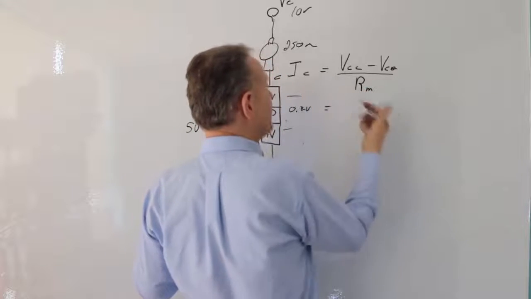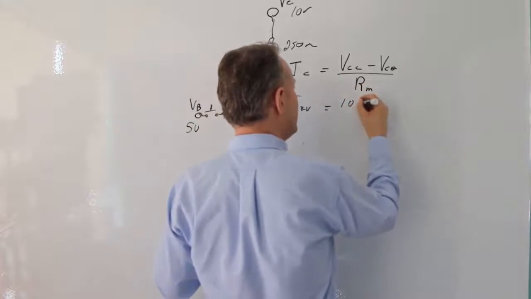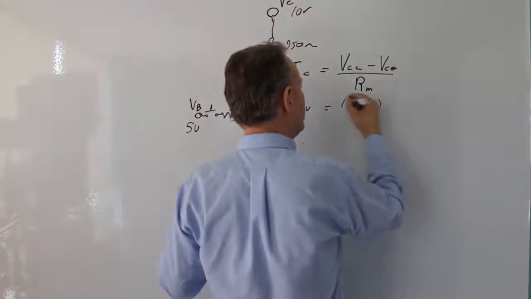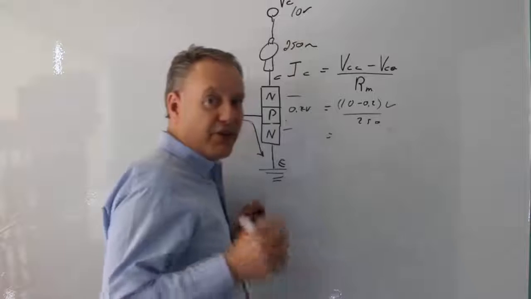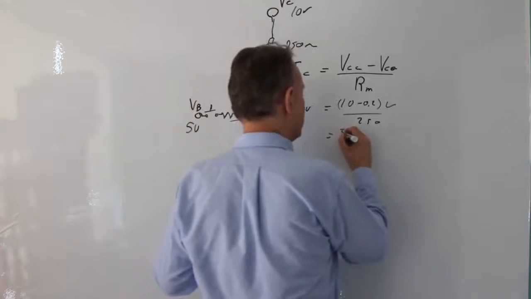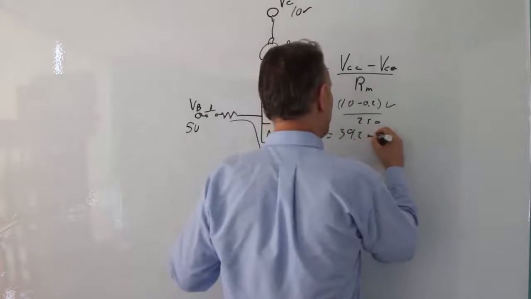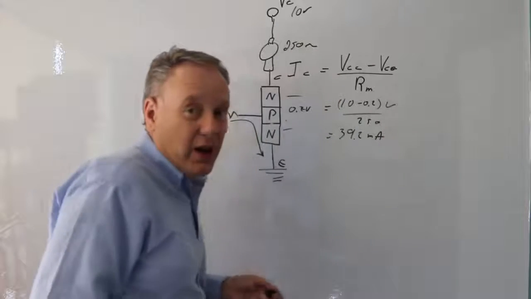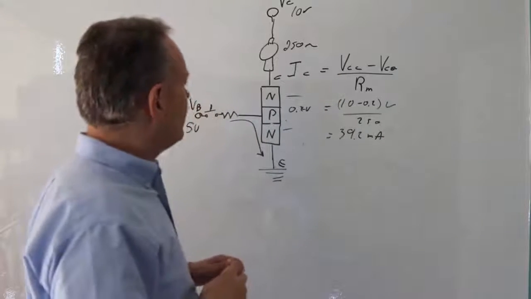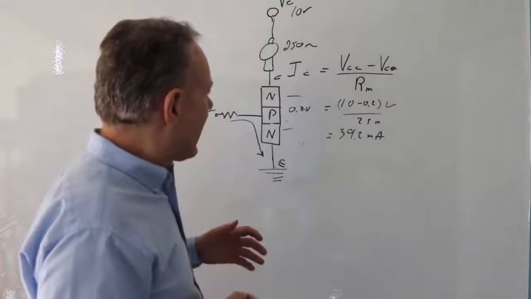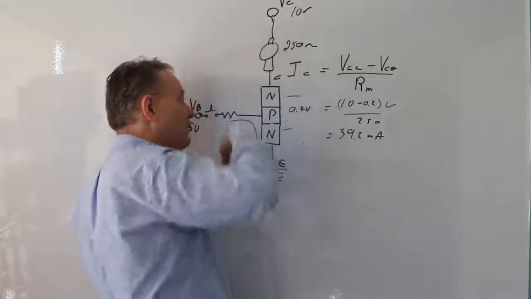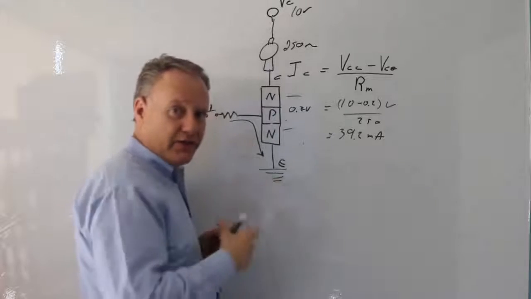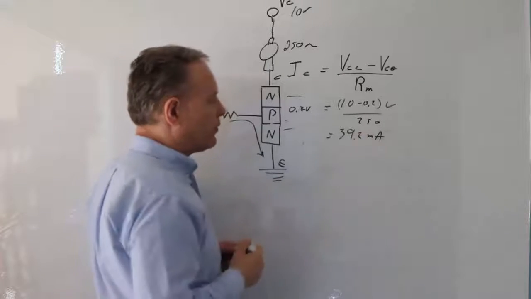So now if I throw some numbers in here, 10 minus 0.2 volts divided by 250, and that is 39.2 milliamps. 39.2 milliamps. I estimated 20. I was pretty close. Okay, so now we know that if this were to be on, like a relay allowing current to flow through, that current would be 39.2 milliamps.